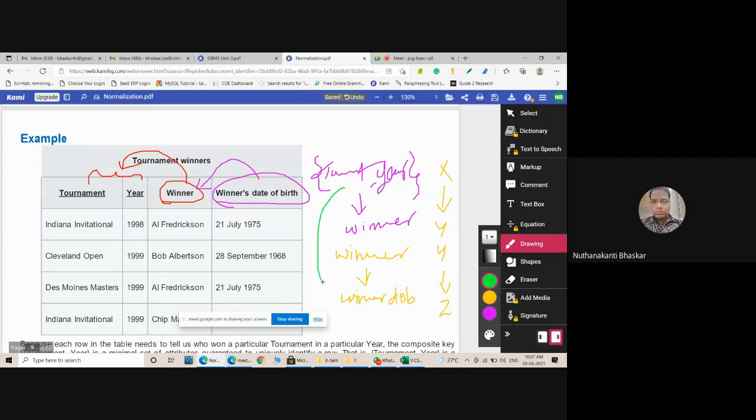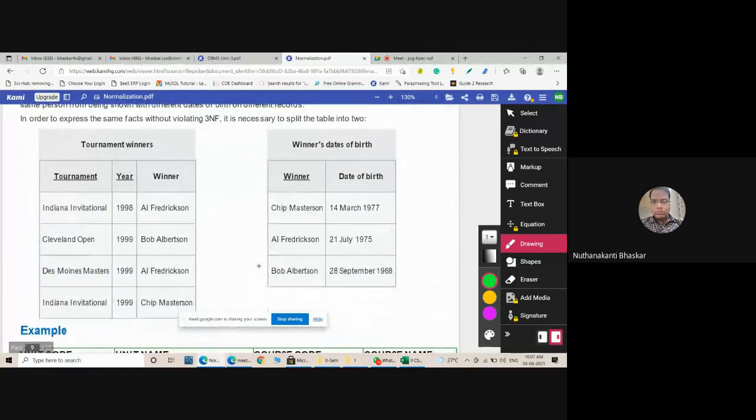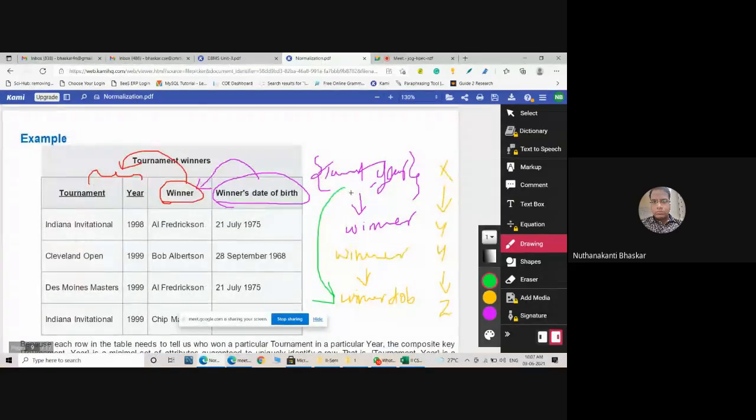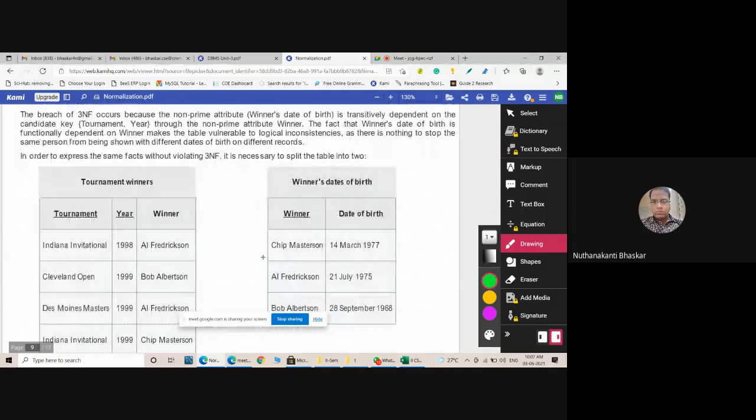As per the transitivity rule, here tournament, year determines winner's date of birth. Yes or no? Yes, sir, we can. So this is a transitivity. Now this relation is having transitivity, so that we need to decompose your relation into two relations. What are the relations? Tournament year, winner is one relation, winner and date of birth is another relation. Correct? Like that you need to decompose. Yes or no? Yes, sir.